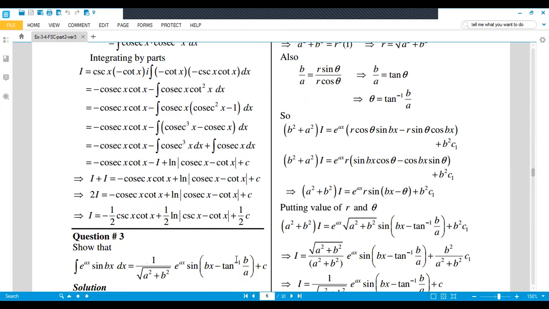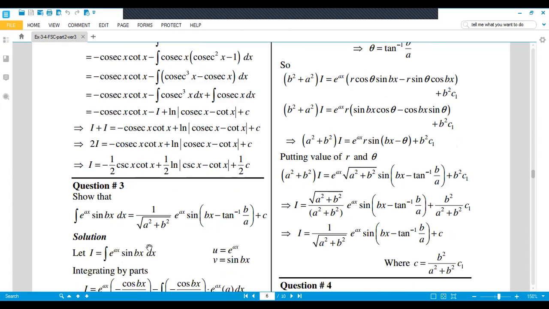This is question number 2. All parts I already discussed. If any confusion, you can ask in the Zoom meeting class. Now come to question number 3. Question number 3 is very important, it mostly comes in the paper.